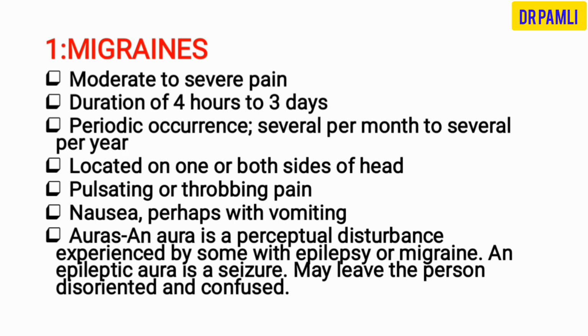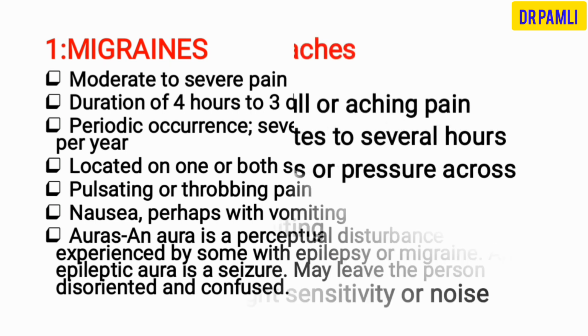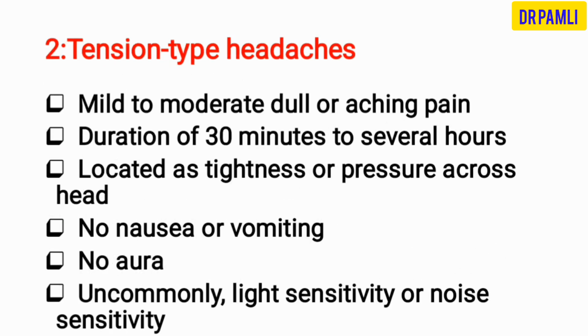There is something we call an aura, and an aura is a perceptual disturbance. For example, it can be experienced by somebody with epilepsy, or when you are having a migraine. An epileptic aura is a seizure, but in migraine it can leave you with disorientation, or you can even get confused.